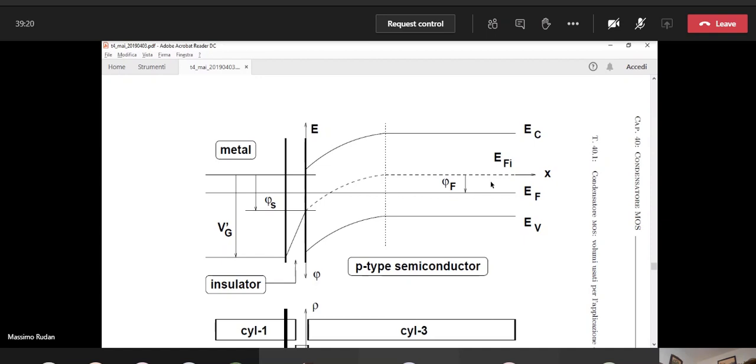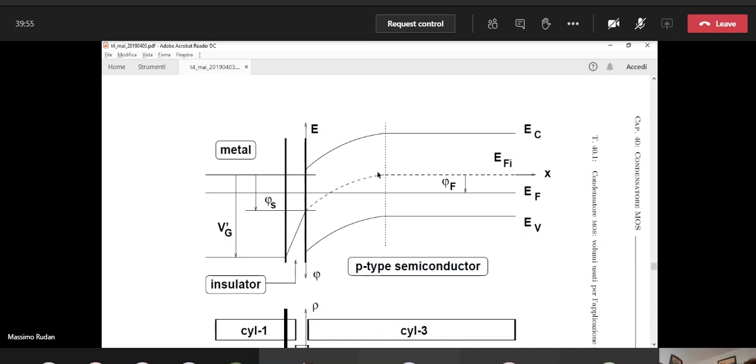So qualitatively, in this example, we can distinguish in the semiconductor two regions. A neutral region that is on the right of the vertical dashed line here. And in the neutral region, essentially, the electric potential is constant. So it is an equipotential region. The electric field is zero. Okay, and the concentration of the electrons and holes is also constant.